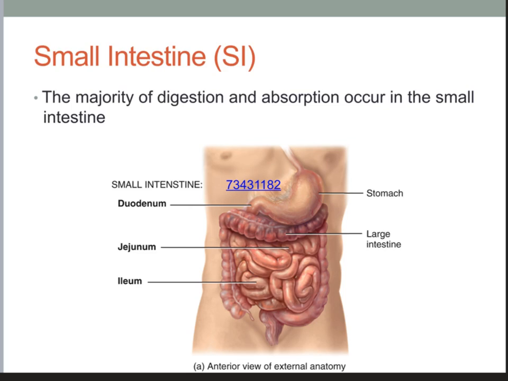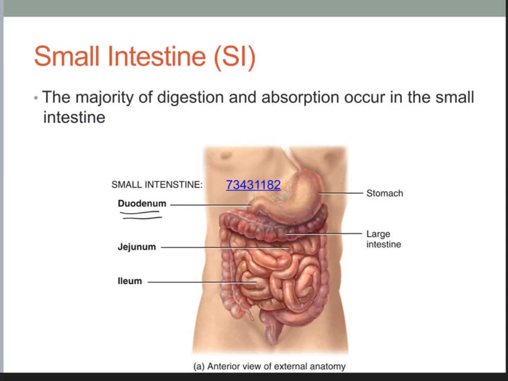So we start with the first and smallest portion, the duodenum. It's roughly 8 inches long. It is the first and shortest segment of the small intestine. Its job is to receive that partially digested food from the stomach known as chyme. It's also going to play a vital role in chemical digestion of this chyme, which is going to help prepare it for absorption in the further segments.